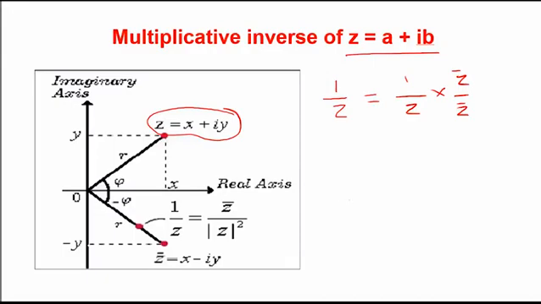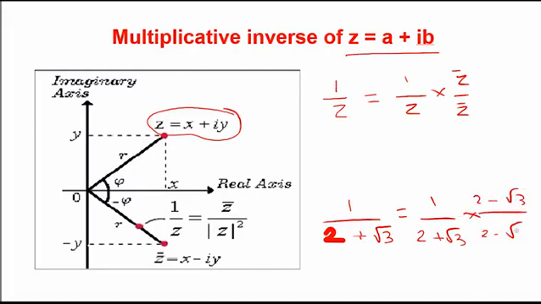How do you rationalize? Suppose you need to find the value of 1 upon 2 plus square root of 3. You simplify it by multiplying by 2 minus square root of 3 divided by 2 minus square root of 3. That means rationalizing the denominator, and then you will get a simplified form. The same method, the conjugation, you are going to do here.